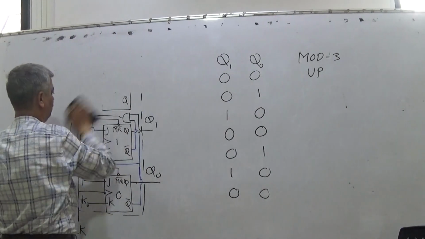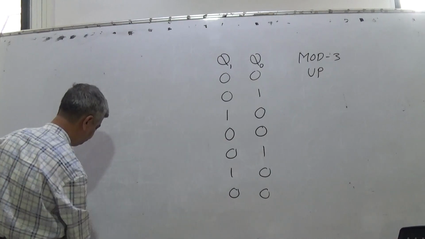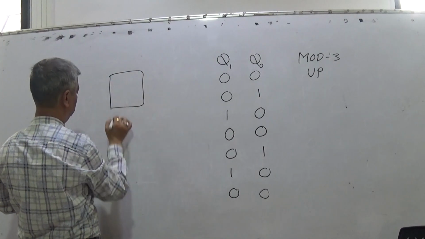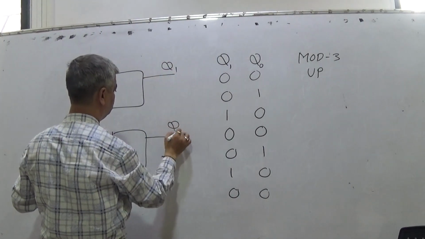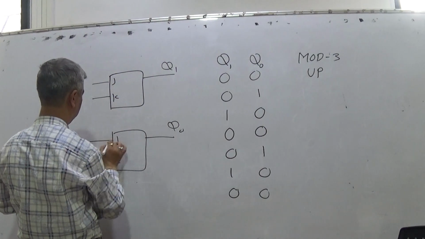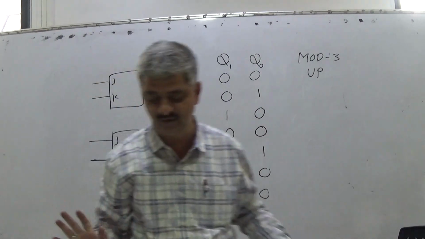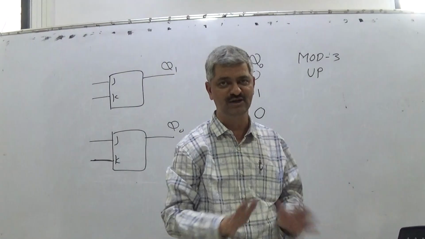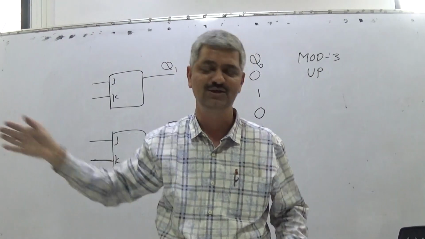Now it has 2 bits, so we will be needing 2 flip-flops. Using 2 flip-flops, Q1, Q0, JK, JK. Now, the clock and reset of all are made common. Being a synchronous counter, clock and reset of all are made common and available outside as the clock for the counter and reset for the counter, so I don't show them.